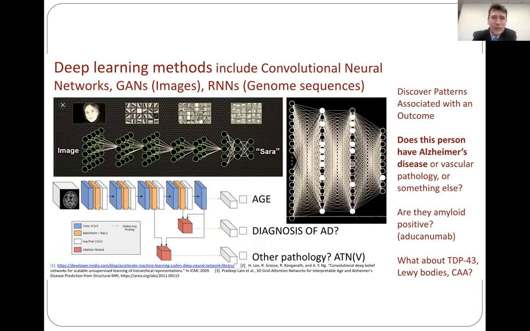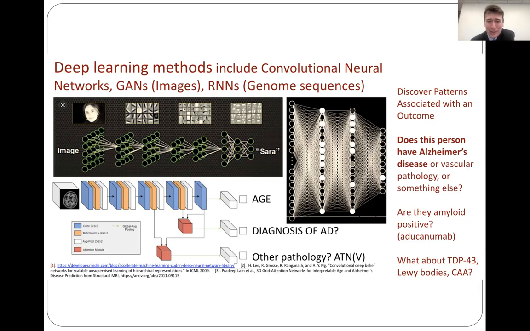Some of the methods we use include convolutional neural networks, generative adversarial networks, which are really terrific for working with images, and also for genome sequences, recurrent neural networks. Many of you are familiar with these. If we were developing a system to detect a person called Sarah, we might have a number of images of her and images of other people, and we'd have a binary classifier that would essentially extract higher and higher order kernels or features from the images, and essentially build an inference engine that's able to tell whether an image is her. In the context of medical imaging, the same applies, except it's in 3D.